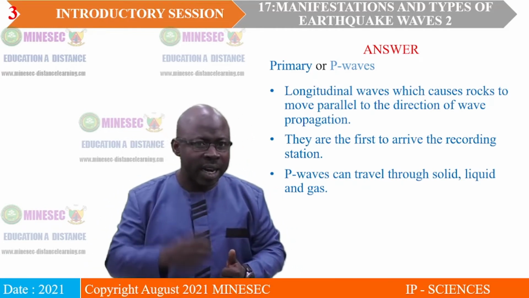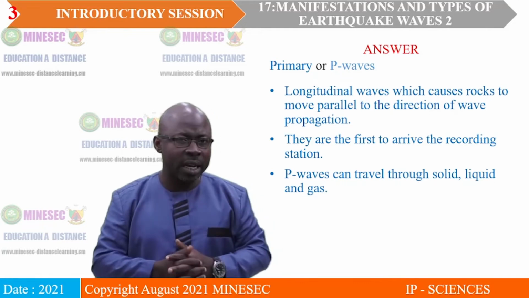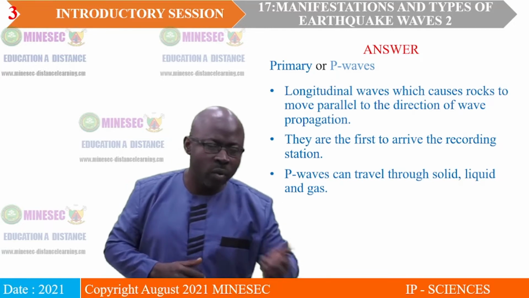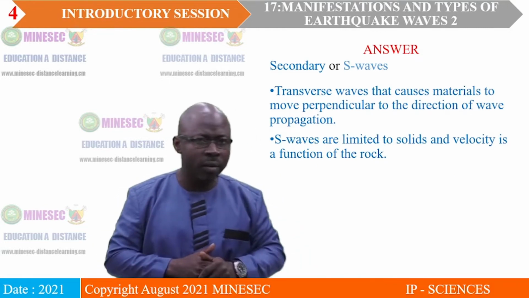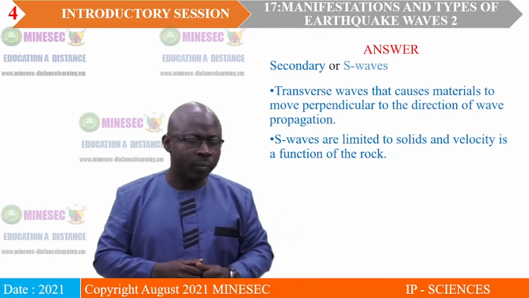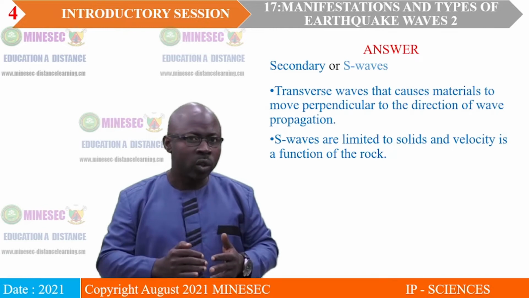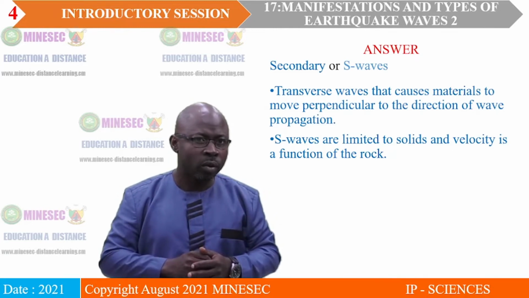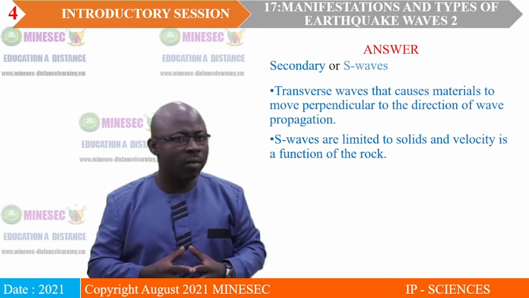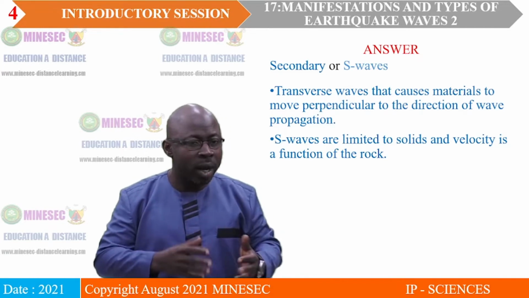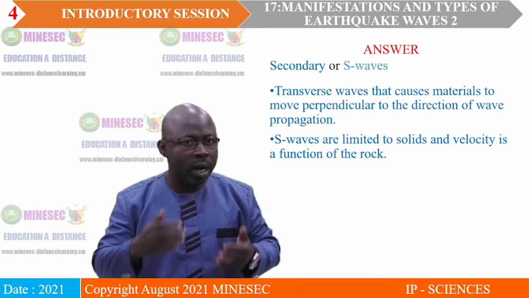Three, P waves can travel through solid, liquid, and gaseous material. These are the characteristics of one example of body waves, which is P waves. Another example of body wave is S waves, or secondary waves. What are the characteristics of S waves? One, S waves are transverse waves that cause materials to move perpendicular to the direction of wave propagation. Two, S waves are limited to solids and velocity is a function of the rock. So they do not travel through three types of matter. They travel just through solid, unlike P waves that travel through solid, liquid, and gaseous material.